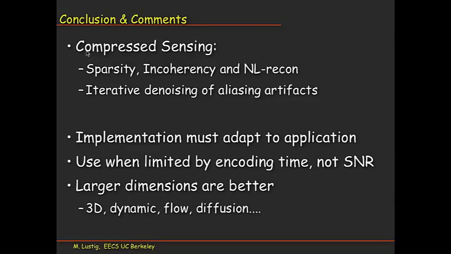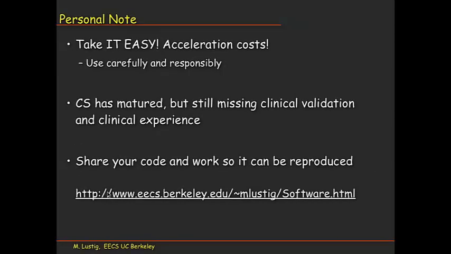All right. So just to conclude with some comments, compressed sensing really does need sparsity, incoherency, and nonlinear reconstruction. We use iterative denoising to remove the artifacts. That's effectively what's happening. Implementation must adapt to the application because of how you actually do the random sampling and so on and so forth. Use when limited by the encoding time but not by the signal-to-noise ratio. And I would say use for larger dimensions. For example, 3D, dynamics, flow, diffusion, more dimensions. That's where signal is more redundant.